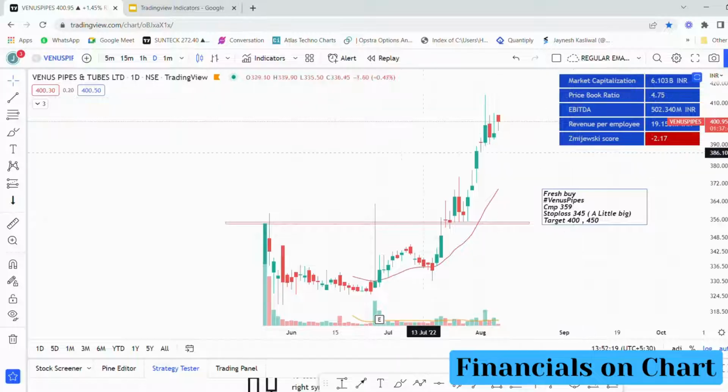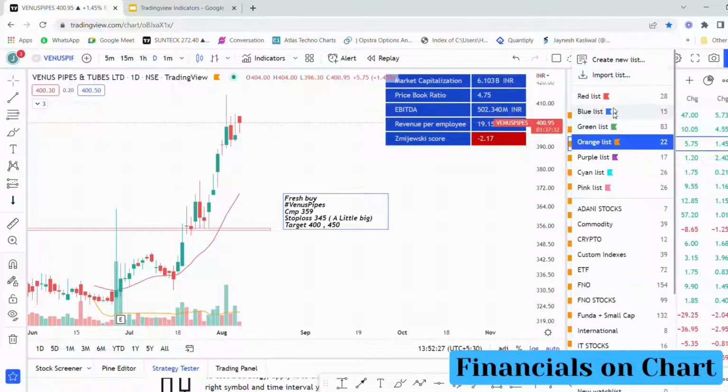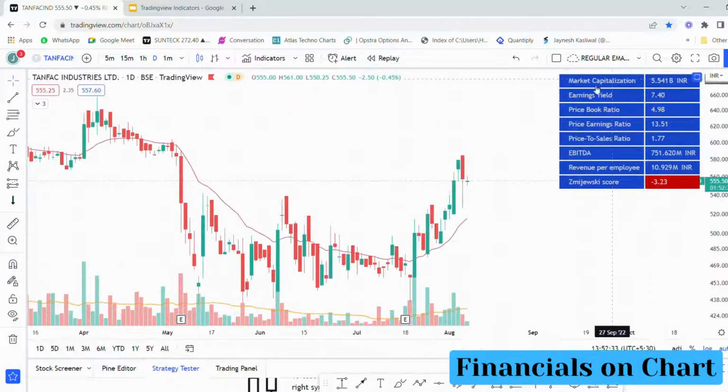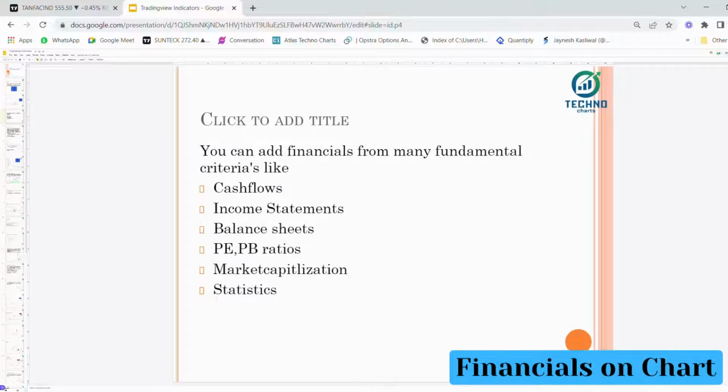Once I click on the indicator, you will see that the fundamentals get plotted on the chart directly, and if I change the stock name, the fundamentals will keep on changing based on the stock. It is there on the right hand side of the screen, and you can see market capitalization, earnings yield, price to book ratio, price to earning ratio and all. These are the fundamental criteria that you can add, and there are a lot of fundamental criteria that you can add in the chart. It is like cash flow, income statements, balance sheets, different types of ratios and market capitalization and other statistics.